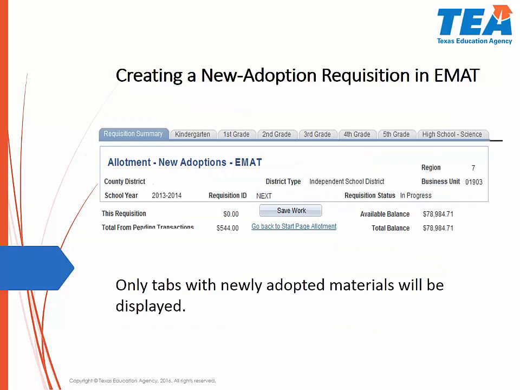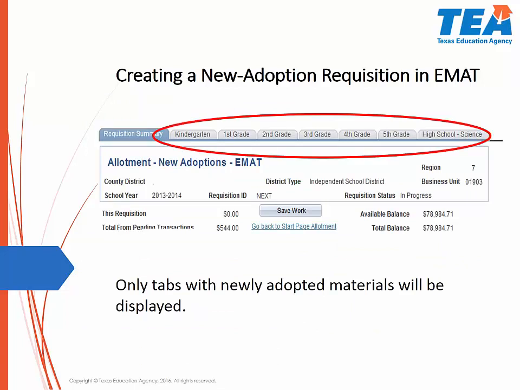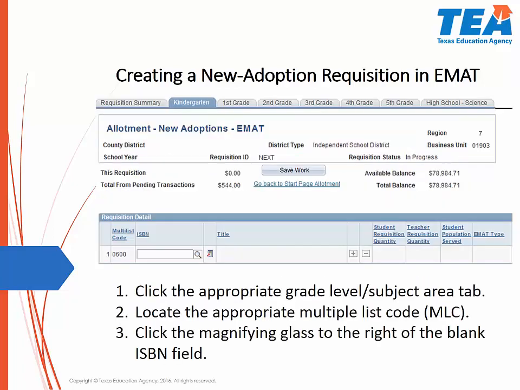After clicking on the Create New Requisitions link, you will only have the grade level tabs that offer the Proclamation 2017 materials. After you have chosen a grade level, you will find the multi-list code you need to order from. Once you find the multi-list code, you will click on the magnifying glass next to the empty ISBN field to see what state-adopted materials are available for that subject.